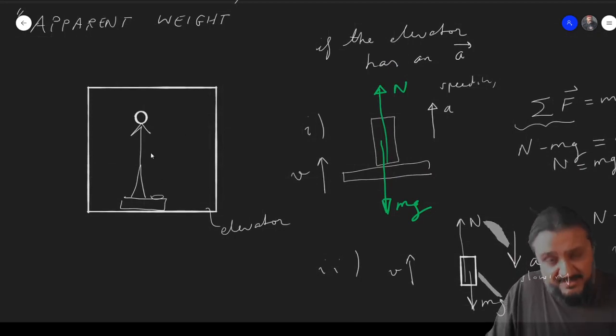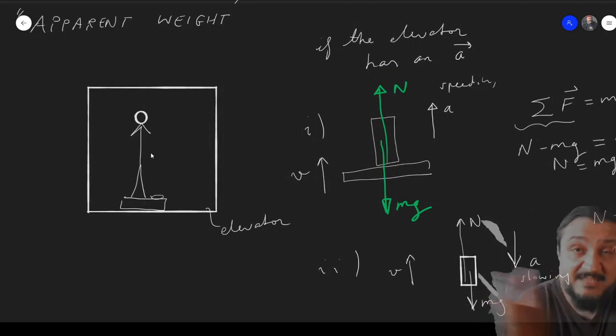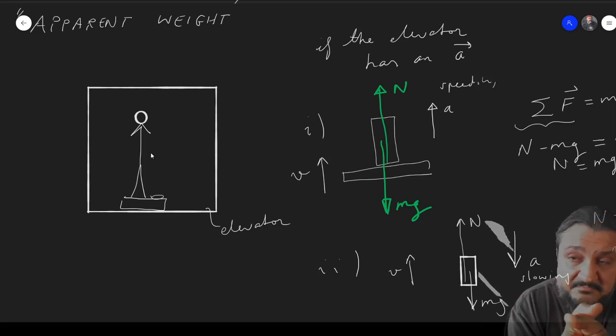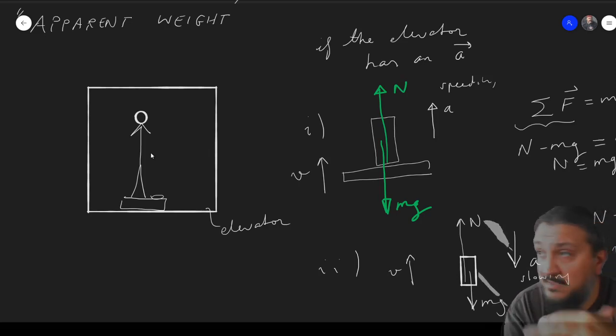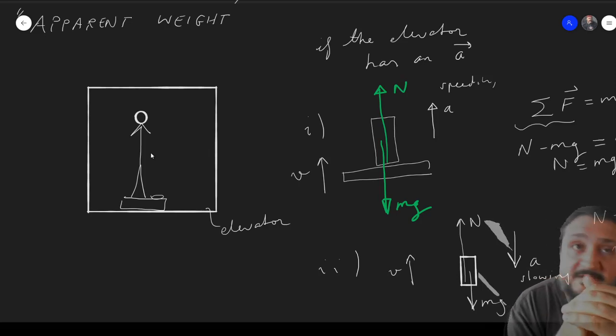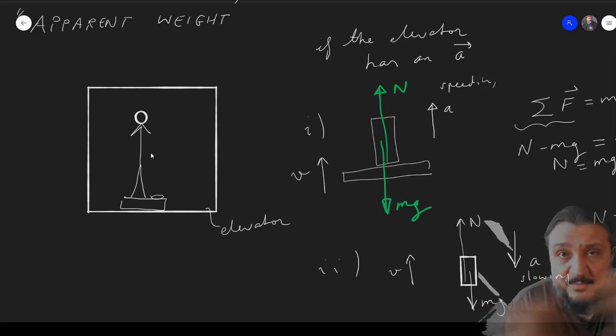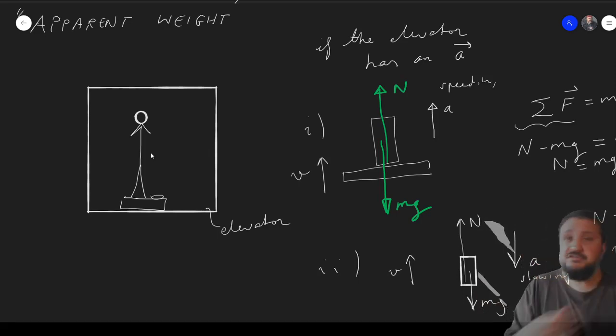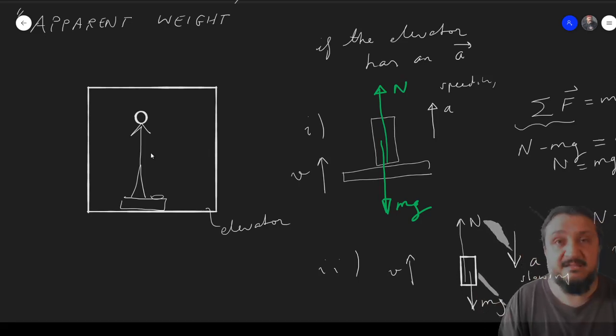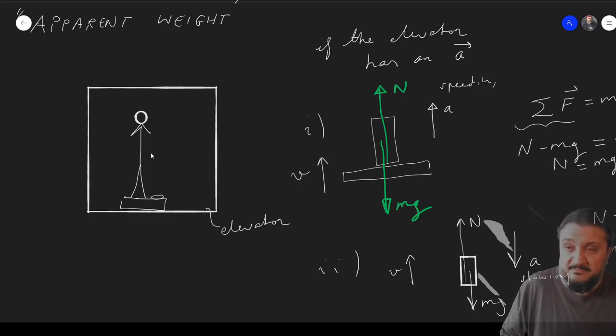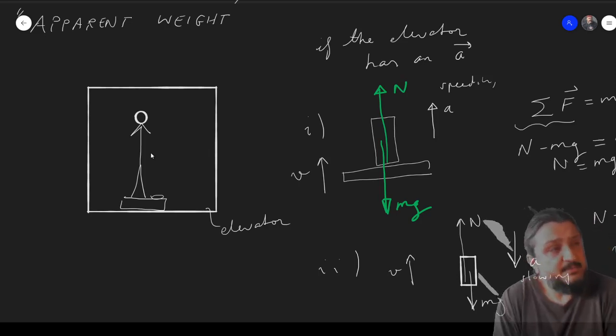So if the passenger here doesn't realize that the elevator is accelerating, is it possible? Yeah, of course it's possible. I mean, an elevator is made of mechanical parts, okay? If you can reduce friction and sound and things like this, you may not know that you are speeding up, but you may still feel heavy, right?